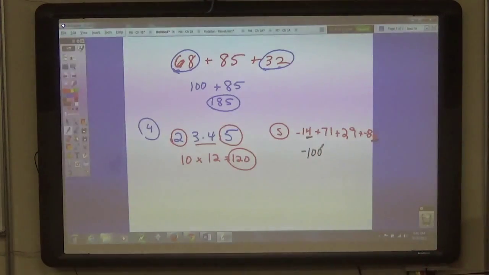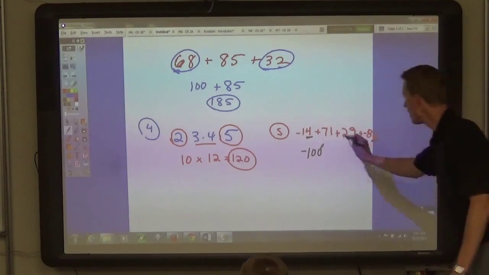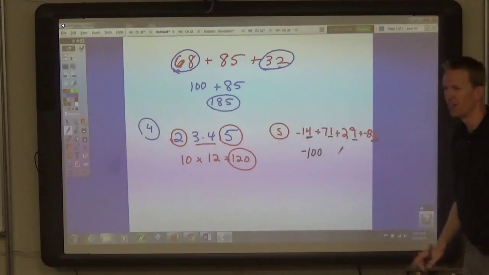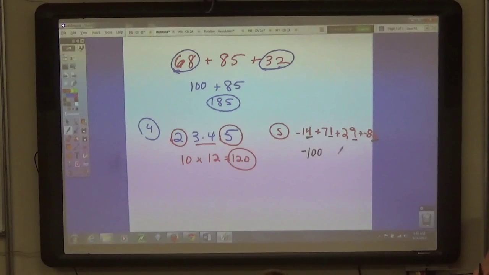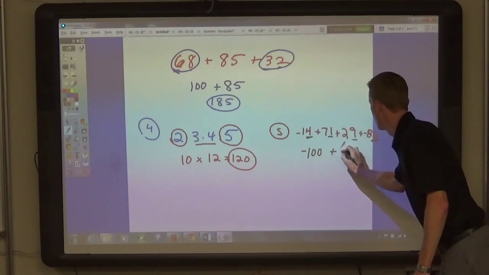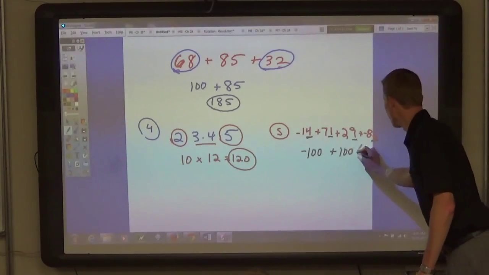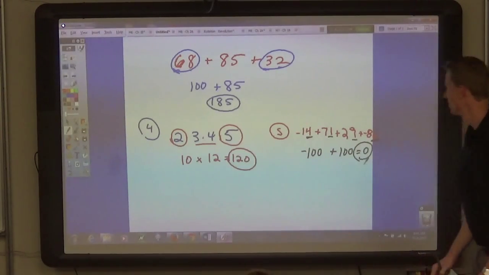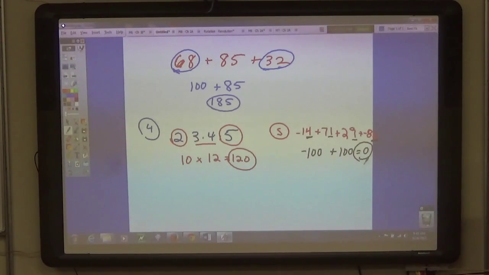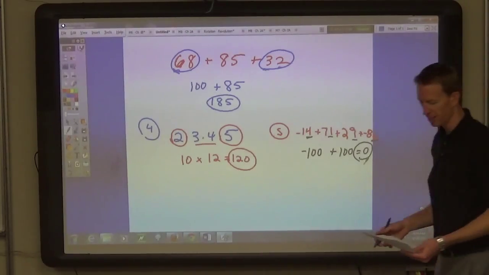Are there any other ones that add to make 10? Look at the ones. Which other ones make 10? Emily? 1 and 9. 1 and 9 make 10. So add those two together. 71 and 29 makes 100. And these are opposites. Okay. Any questions on this process so far?